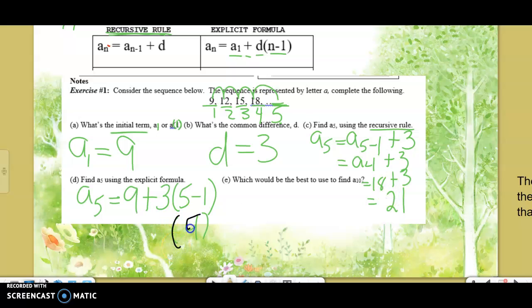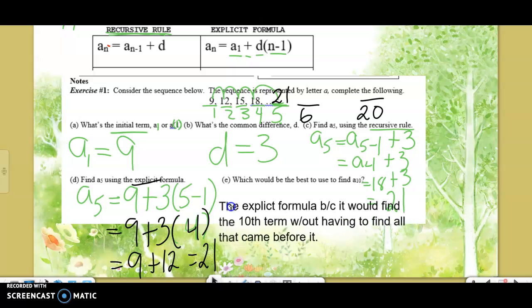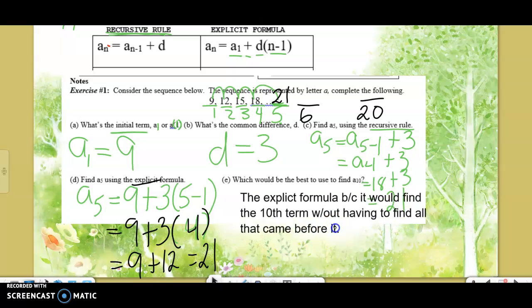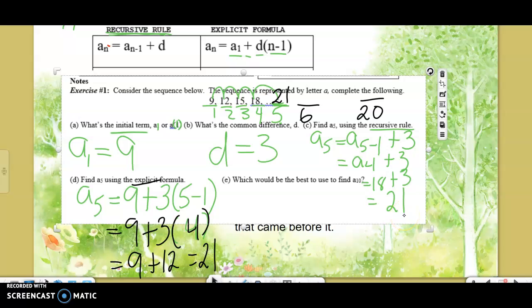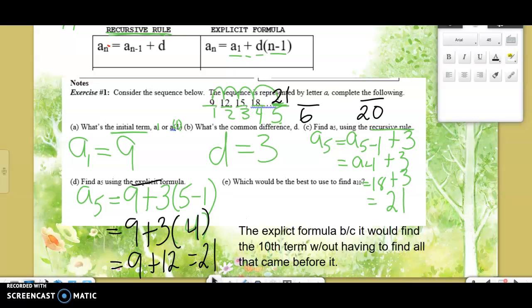So this would be 4 times. We're going to go up 3, 4 times for that matter. So 3 times 4 is 12, and 9 plus 12 again is 21. So you got the same answer, you just did it a little bit differently. So to find the 10th term, it would be best to use the explicit formula, because it would find the 10th term without having to find all the terms that came before.